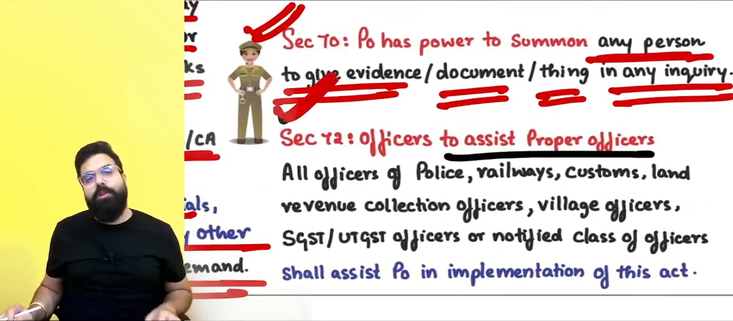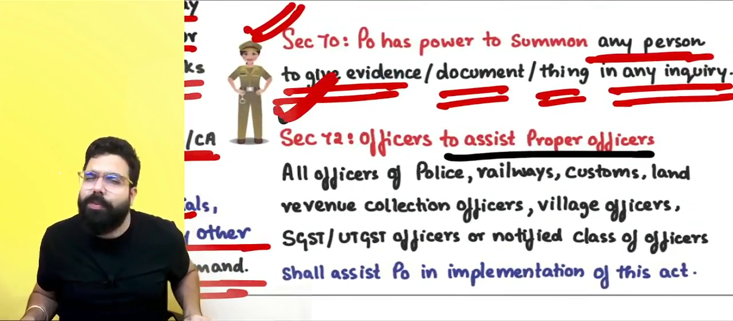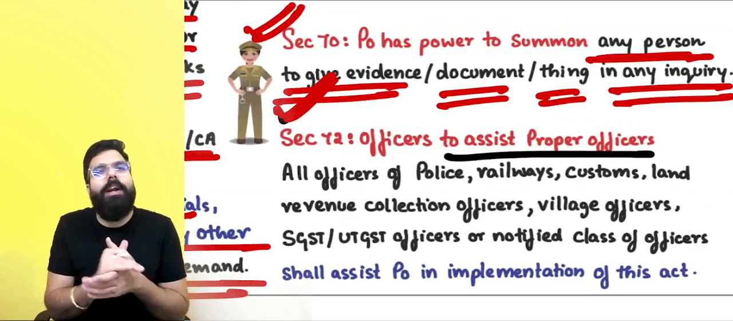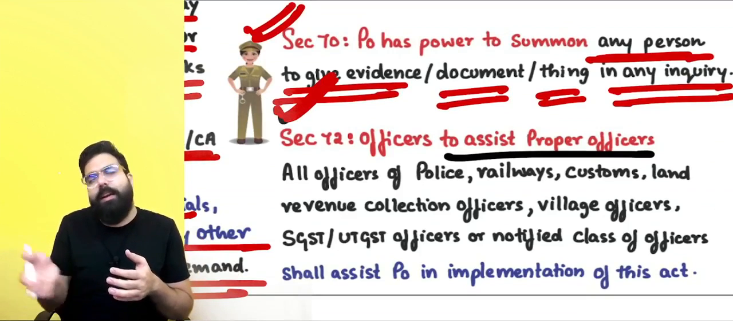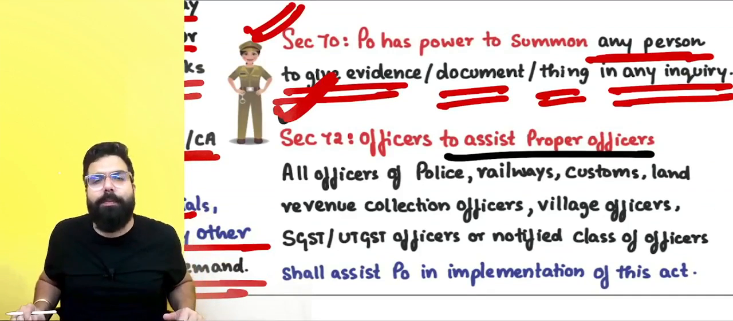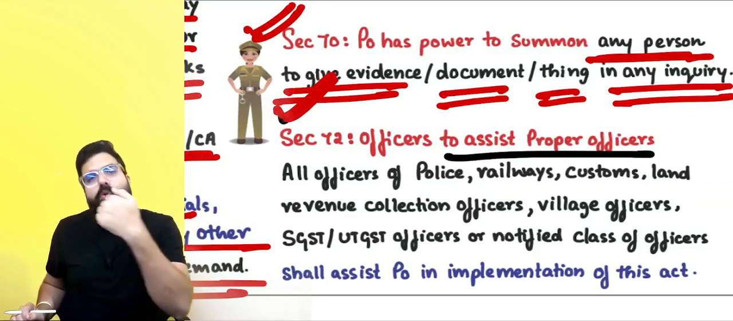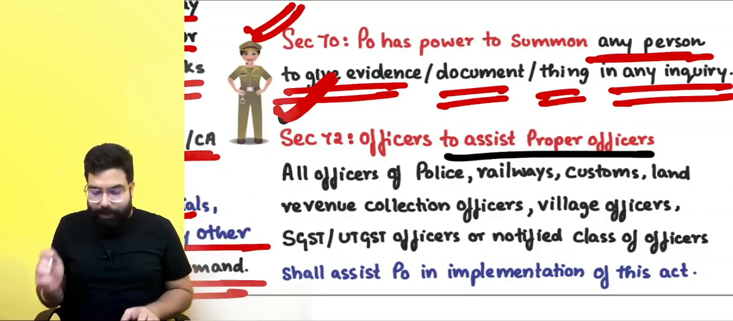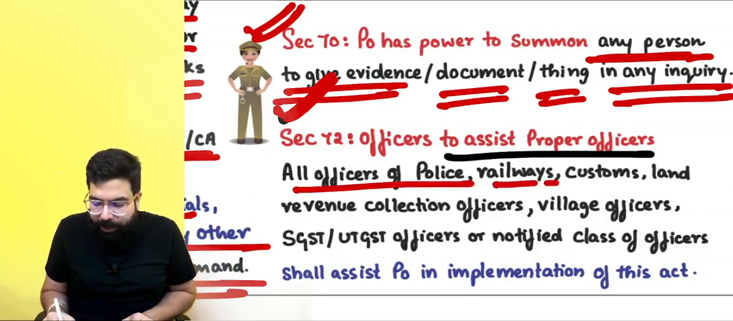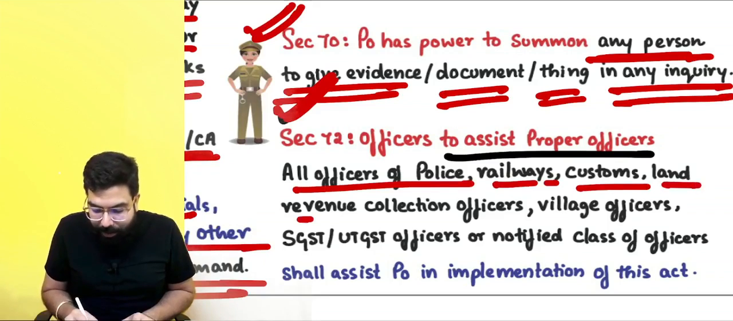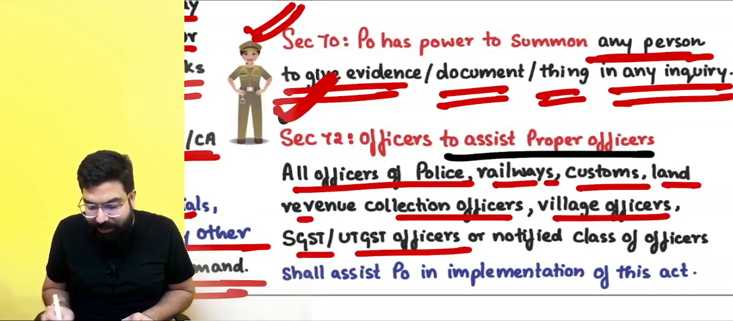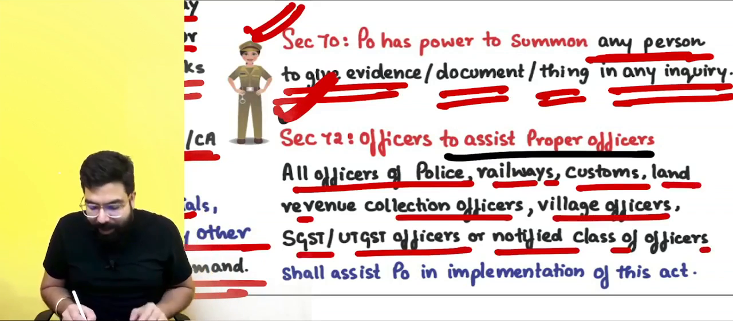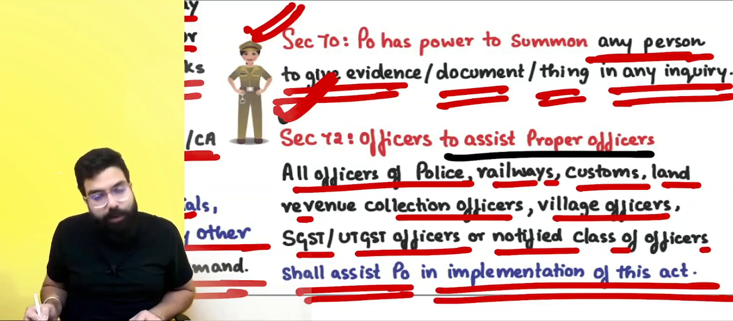Section number 72 says that when one officer is going for an inspection, he might be scared, so he can take another officer, one police officer, and tell him, sir, please come along, I am going for an inspection. So all the other officers have to assist the proper officer whenever he is carrying out the purpose of the act. All officers of police, railway, customs officer, land revenue collection officer, village officer, CGST, SGST, UTGST officer or notified class of officer shall assist the proper officer in implementation of this act.